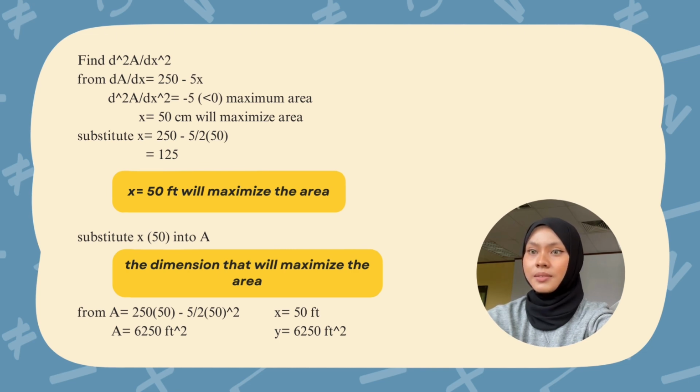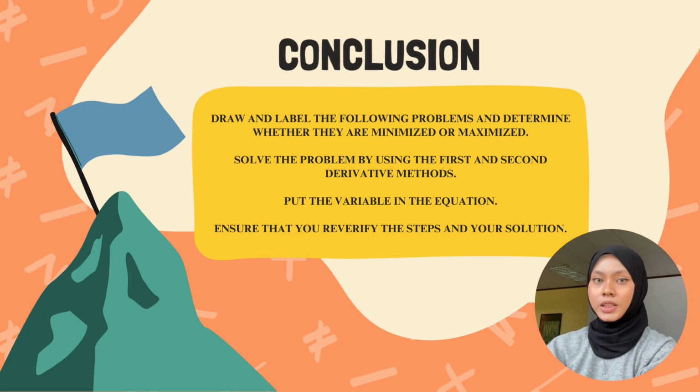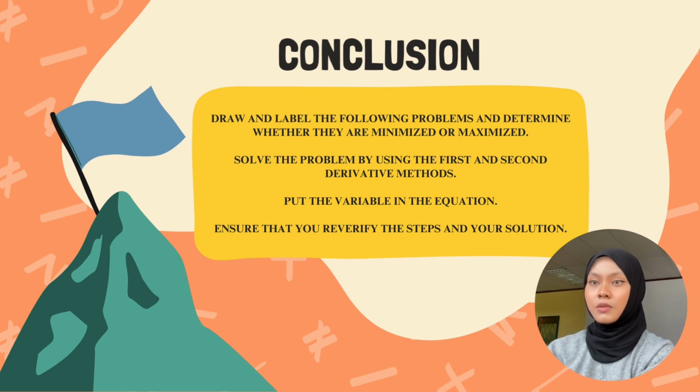Lastly, the value of x will be 50 feet and the maximum area will be 6,250 feet squared. Lastly, for the conclusion, the first one, we must draw and label the problem and determine whether it is minimized or maximized. The second one, solve the problem by using the first and second derivative method. The third point is put the variable in the equation. And the last one, ensure that you re-verify the steps and your solution.